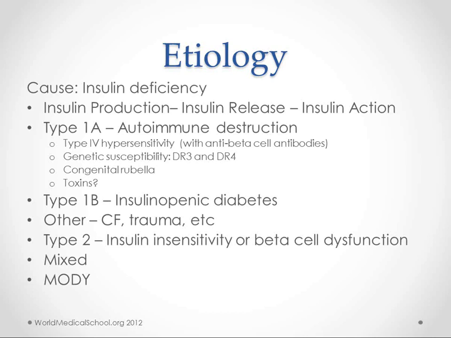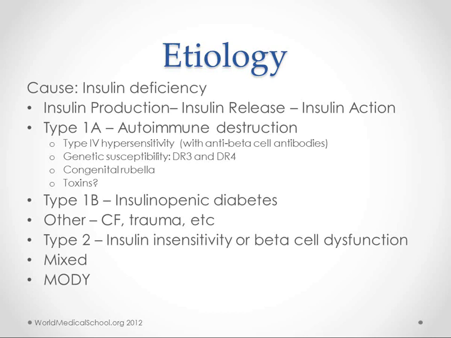So type 2 is characterized by either insulin insensitivity or beta cell dysfunction or both. Type 2 is usually associated with obesity, and so we're talking about having so much sugar available that the cells begin to become insensitive to insulin. And they talk about wearing out the beta cells. I don't know if that's actually the process, but it also is associated with beta cell dysfunction.